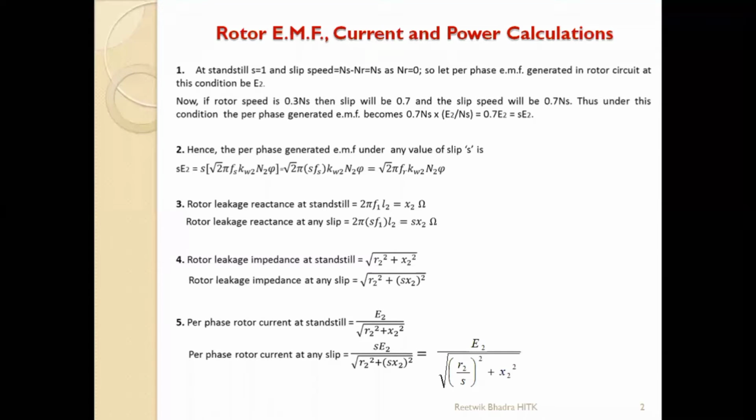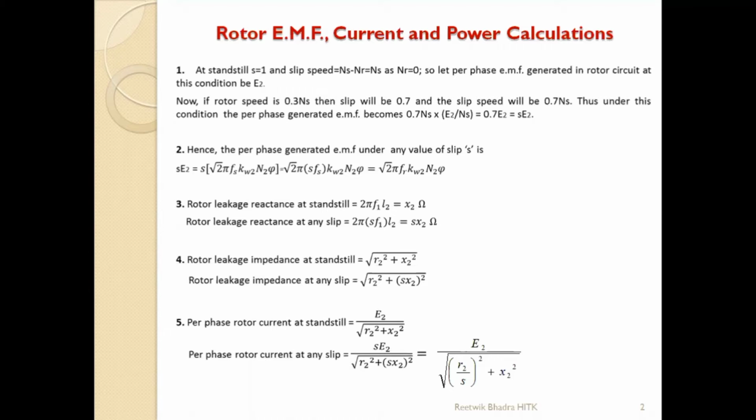If I'm doing with induction motor only, I'm not going for braking or generating mode. So there will be two modes: one is standstill, one is motoring mode. So slip will be between 0 to 1. At standstill, what happens? My NR is 0, you know. So what will be slip? NS minus NR by NS. If NR is 0, NS by NS equal to 1. So slip is 1. At standstill, my slip is 1. As my NR is 0, slip speed will be NS minus NR, that is, NS.